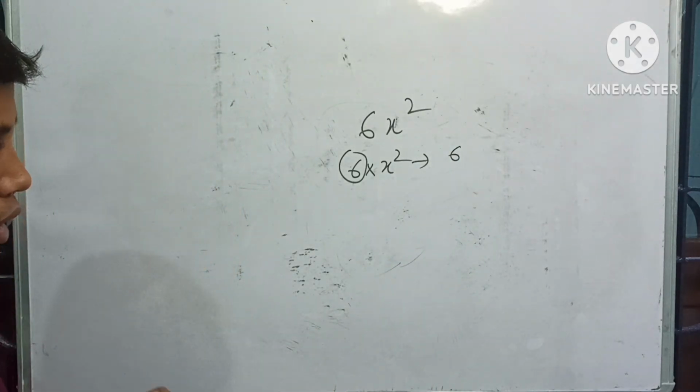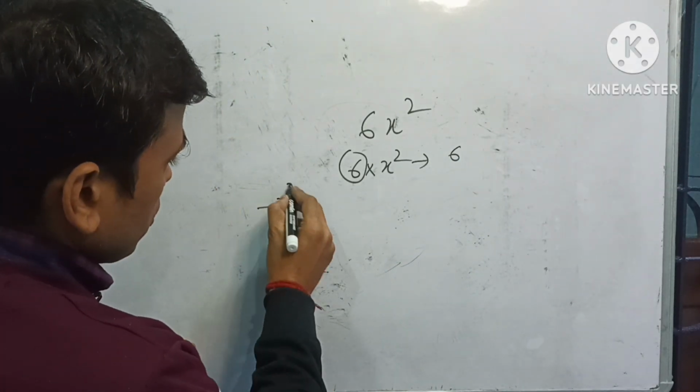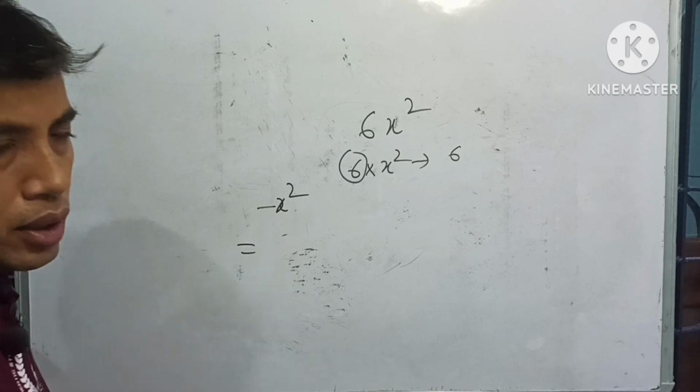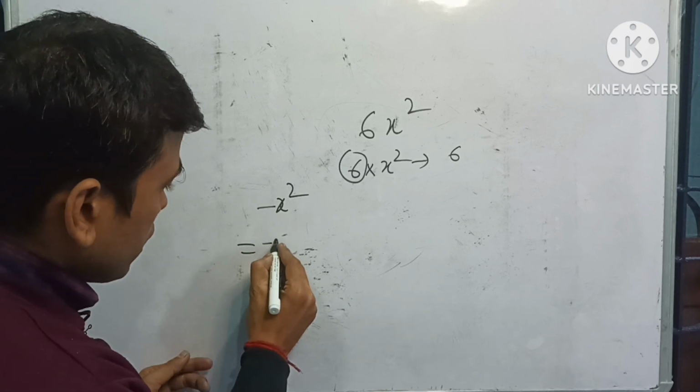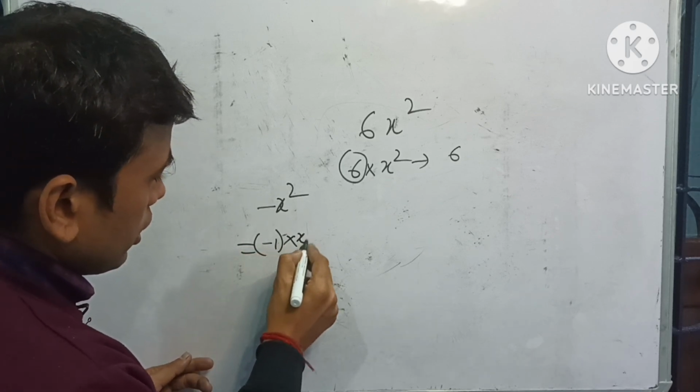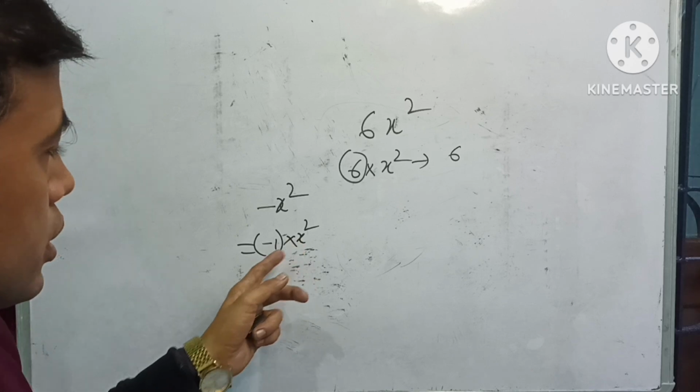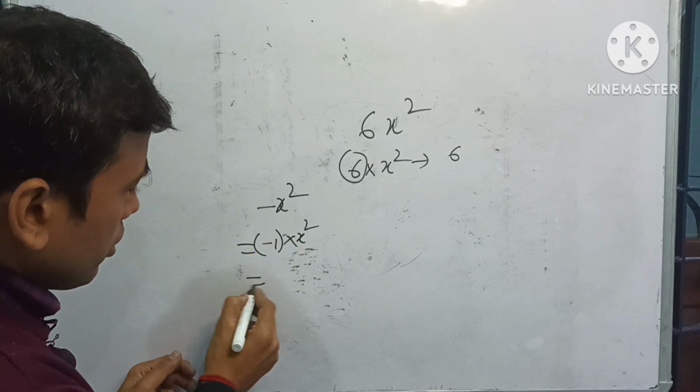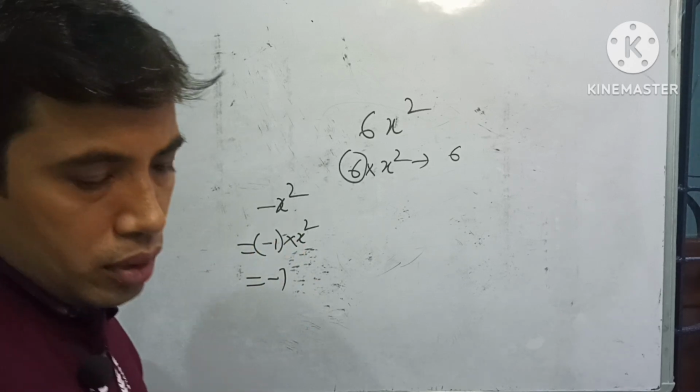Again we take another term, suppose minus x square. So minus x square means minus 1 into x square. So the coefficient of x square here is minus 1.